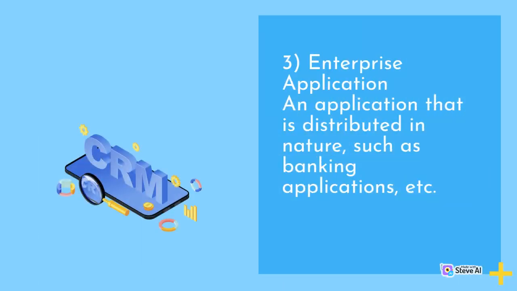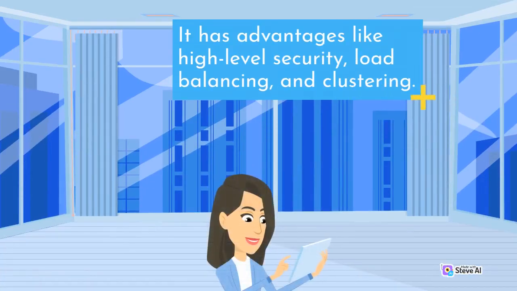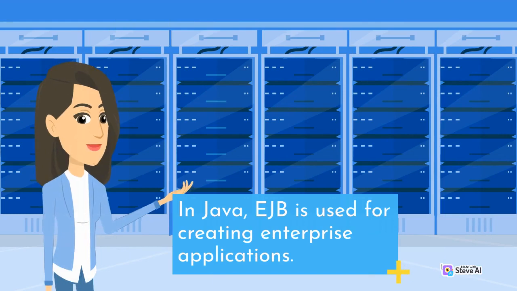3. Enterprise application. An application that is distributed in nature, such as banking applications, etc., is called an enterprise application. It has advantages like high-level security, load balancing, and clustering. In Java, EJB is used for creating enterprise applications.